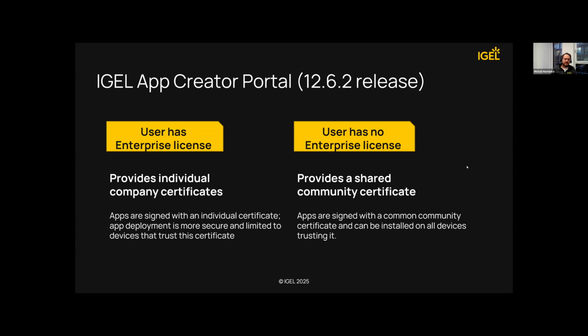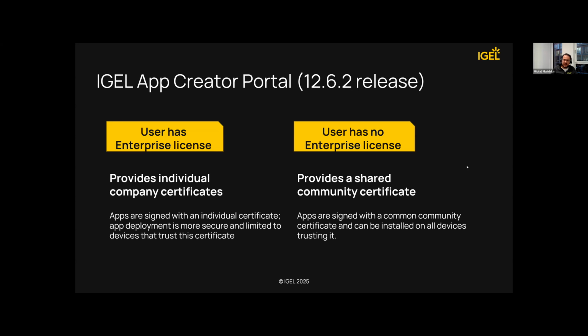We have deployed App Creator Portal 12.6.2, and we have implemented exactly this: that the App Creator Portal can recognize the license of the user. Here we have a significant differentiation. If the user has an IGEL enterprise license, then the result of the app building process is that the app will be signed with an individual company certificate.